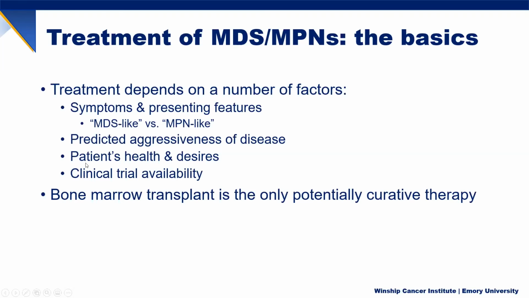And I do highlight clinical trials. If clinical trials are available, and that's always a good idea given our overall limitations in these diseases, they should definitely be considered. And then I will point out here that bone marrow transplant is the only potentially curative therapy in these diseases, and I will highlight potentially, because it's potential but not a guarantee.